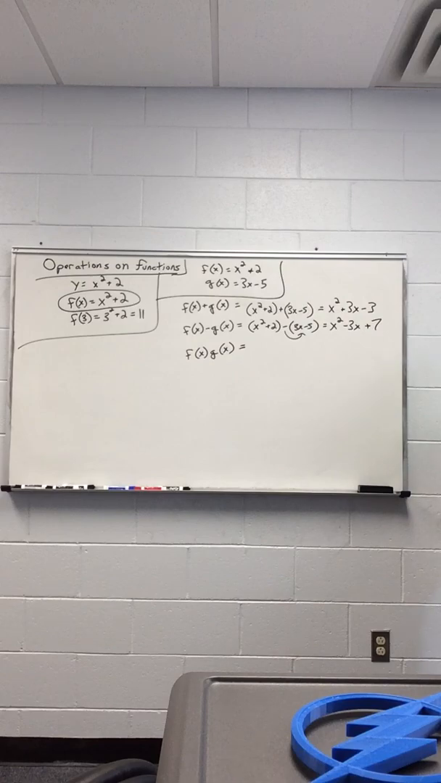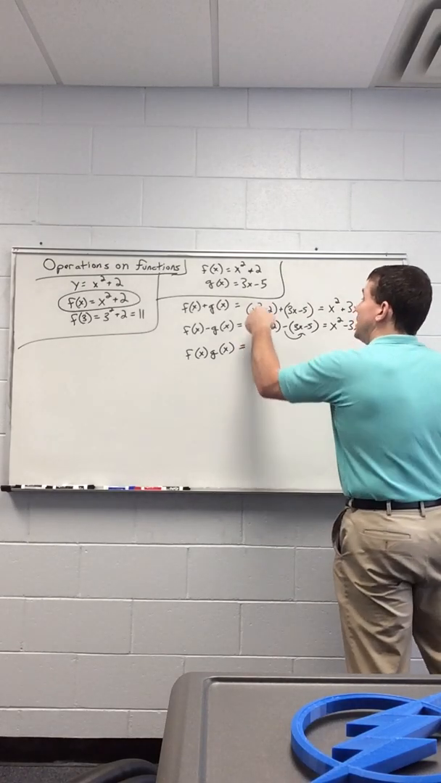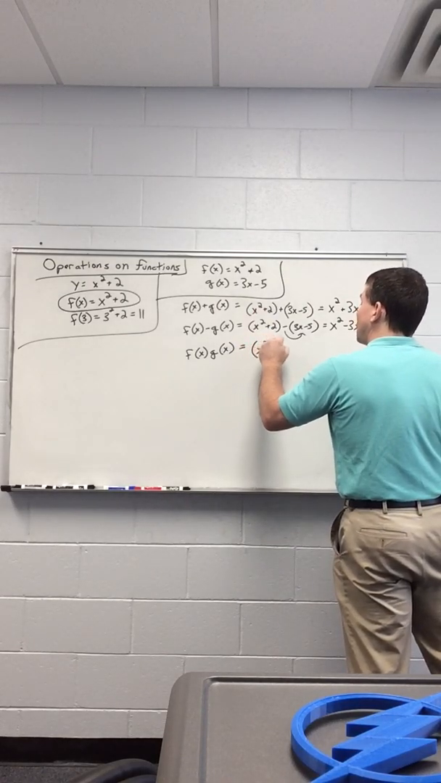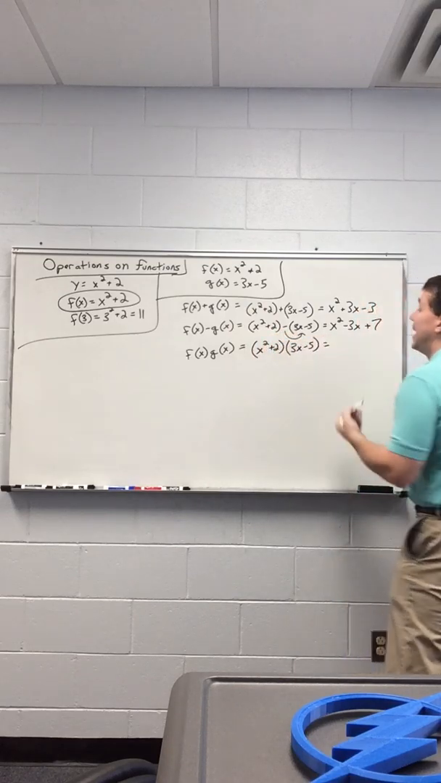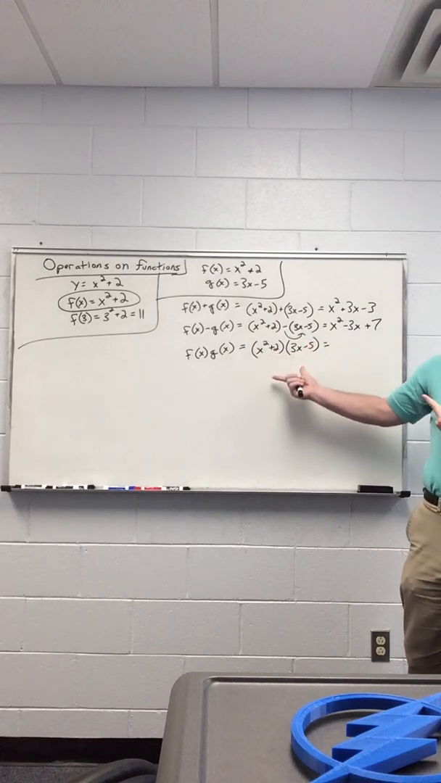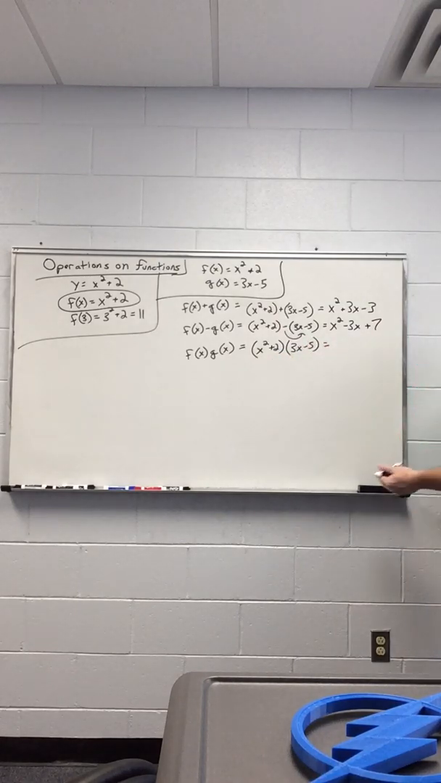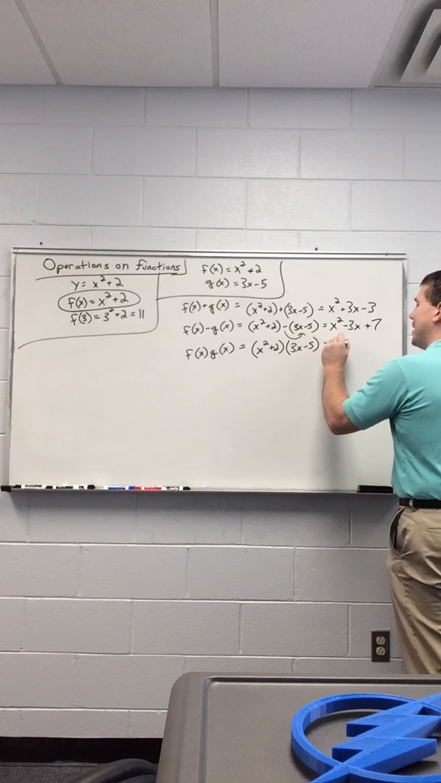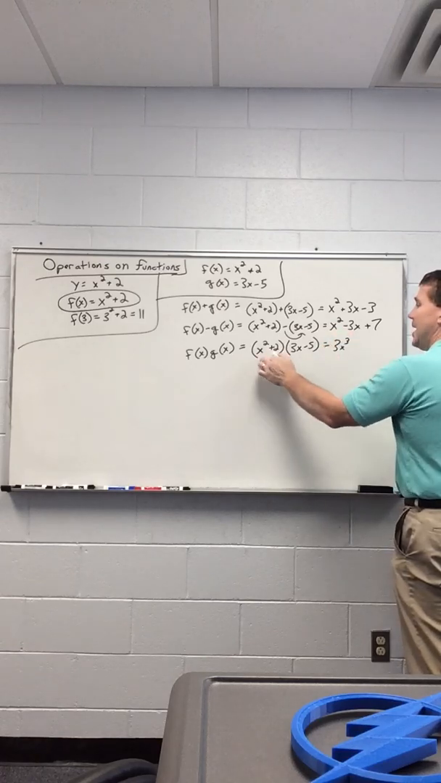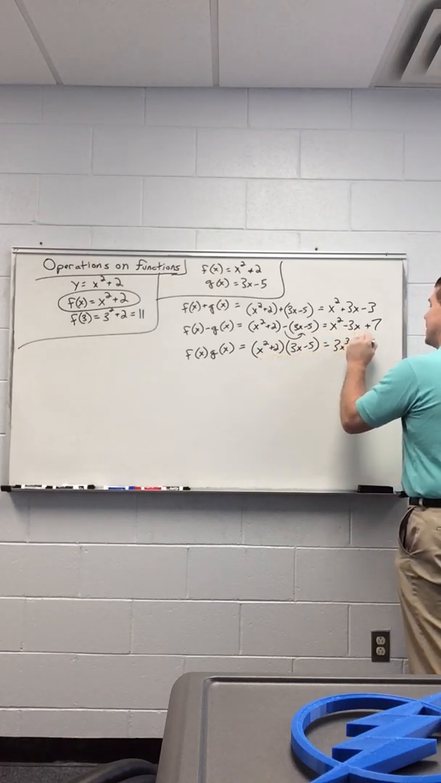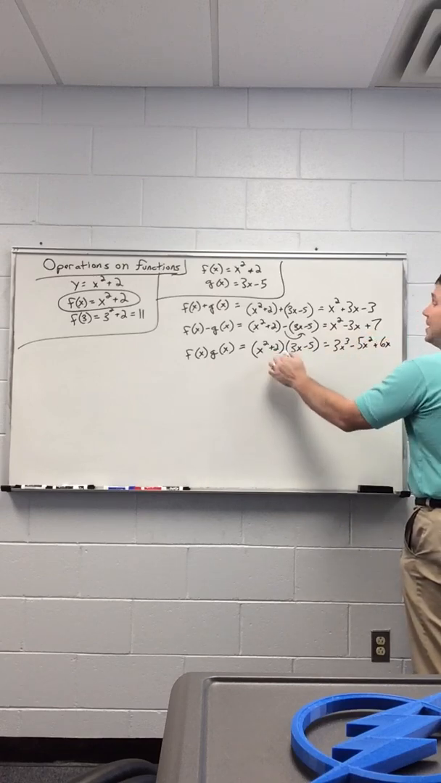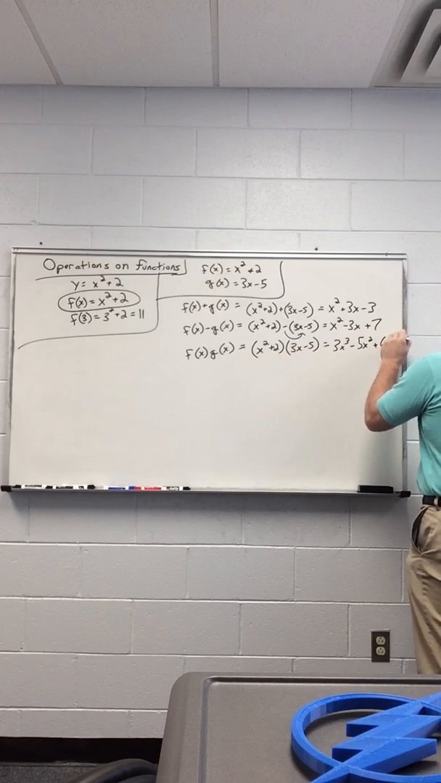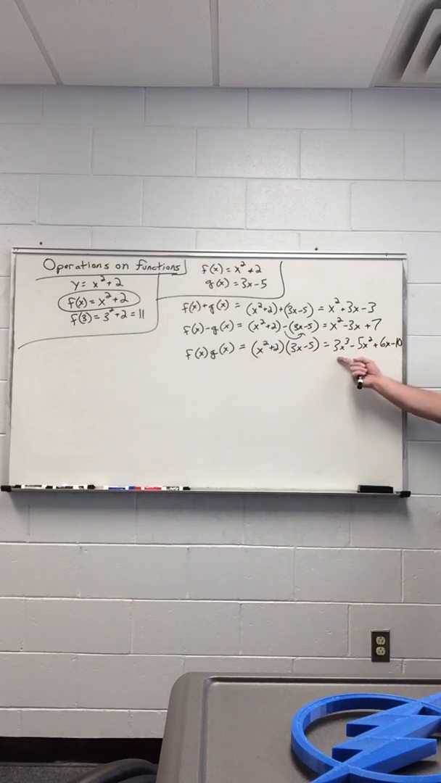Next up, I can do multiplication. But again, all I do is substitute. F of x is x squared plus 2 times g of x, which is 3x minus 5. Now I say, that's just multiplication of binomials, FOIL. X squared times 3x is 3x cubed. X squared times negative 5 is negative 5x squared. 2 times 3x is 6x. 2 times negative 5 is negative 10. I can combine like terms, but in this case, nothing will combine.